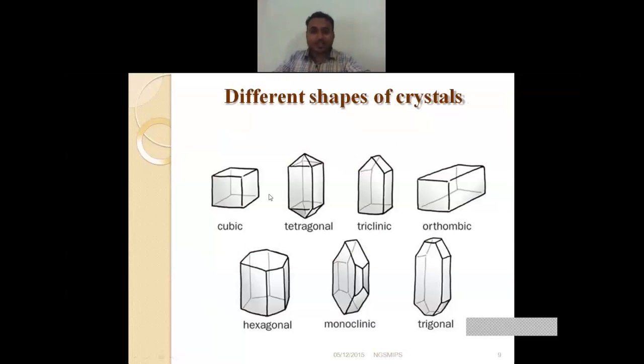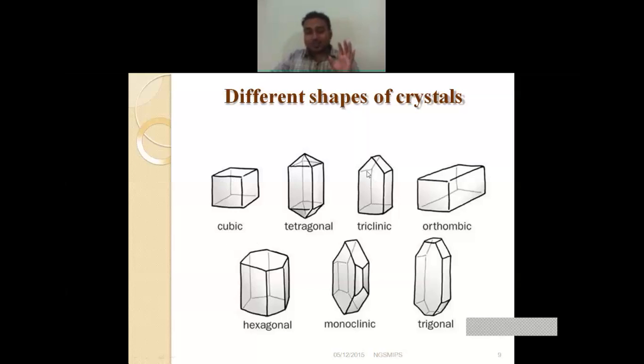I am sharing a slide, can you see it? Yes, sir. So what can there be? Cubic, tetragonal, triclinic, orthorhombic, hexagonal, monoclinic and trigonal. These are the types of shapes for the crystals. What is polymorphism? Here you have seen cubic, tetragonal and triclinic.